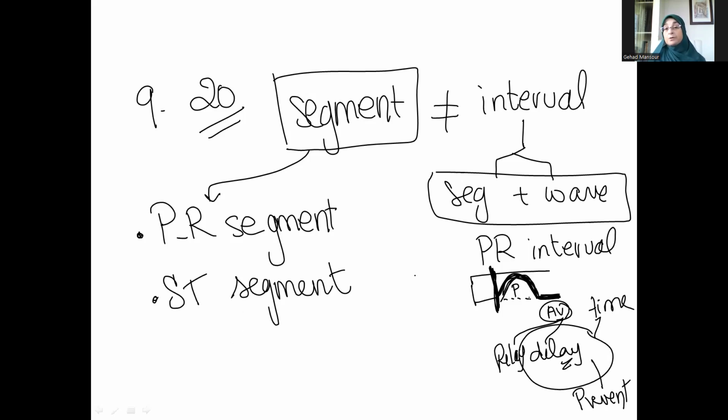Okay. You also have to know what the QT interval is: from the beginning of the Q wave to the end of the T wave, and if it is prolonged, the patient is liable to get serious, fatal arrhythmias.